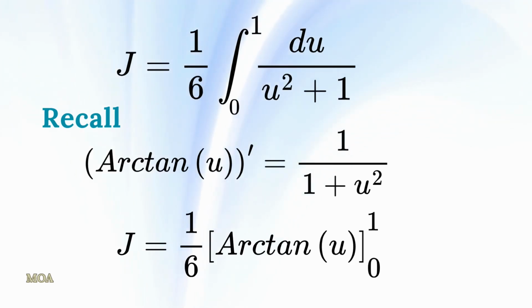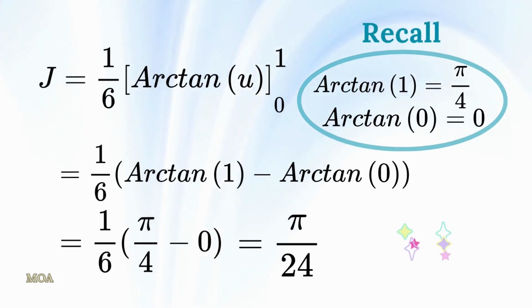So, J equals 1 over 6 times the integral from 0 to 1 of 1 over the quantity u squared plus 1 du. Now, let's recall that the derivative of arctangent of u is 1 over the quantity u squared plus 1. Applying this, we have J equals 1 over 6 times the integral from 0 to 1 of 1 over the quantity u squared plus 1 du. This evaluates to J equals 1 over 6 times the quantity arctangent of u evaluated from 0 to 1.